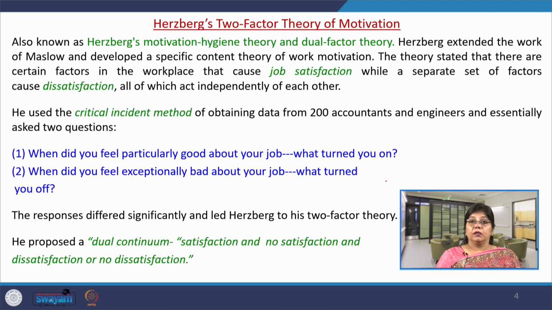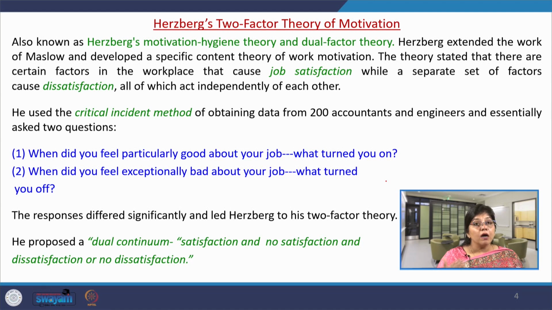He collected the data based on the critical incident method from 200 accountants and engineers and essentially asked two important questions. When did you feel particularly good about your job, that is, what turned you on to this job, and when did you feel exceptionally bad about your job, that is, what turned you off. This is a very common question, because every job has its own pros and cons, but what are those factors which give more satisfaction and motivation to the employees.